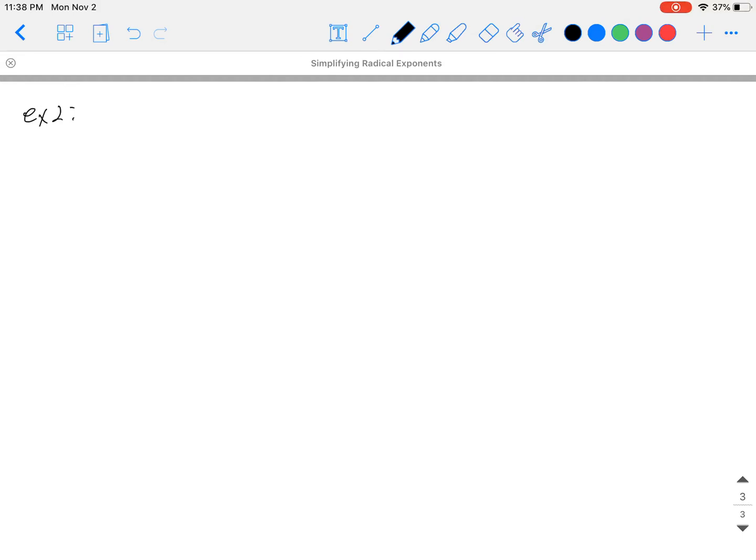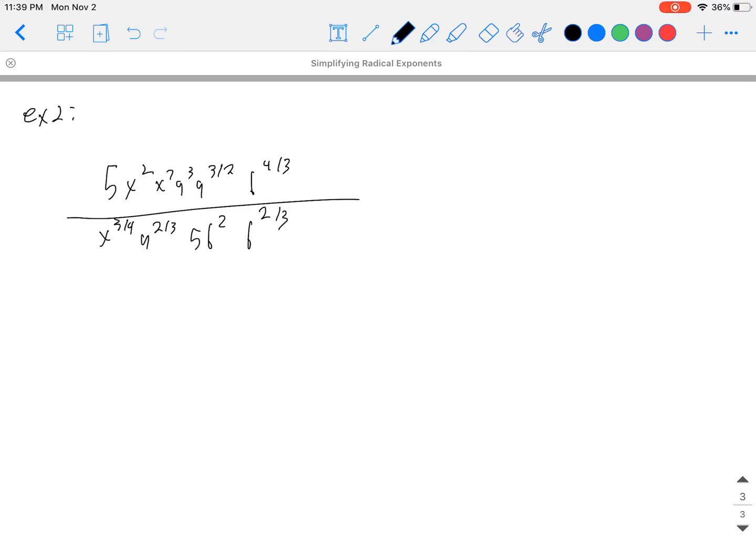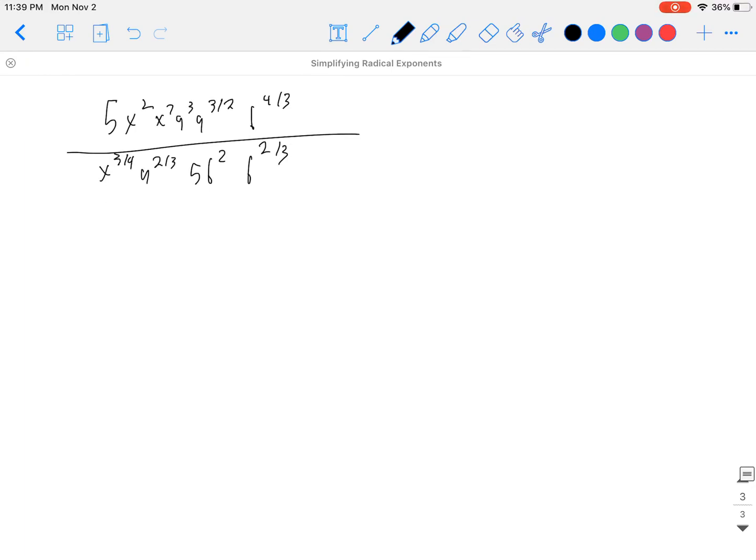So example 2, we have 5x squared, x to the 7th, y cubed, y to the 3 over 2, b to the 4 over 3, divided by x to the 3 over 4, y to the 2 thirds, 5b squared, b to the 2 over 3. So again, we're just going to repeat the same step we did last time. So first let's take the real numbers, as we have 5 over 5, which is equal to 1.